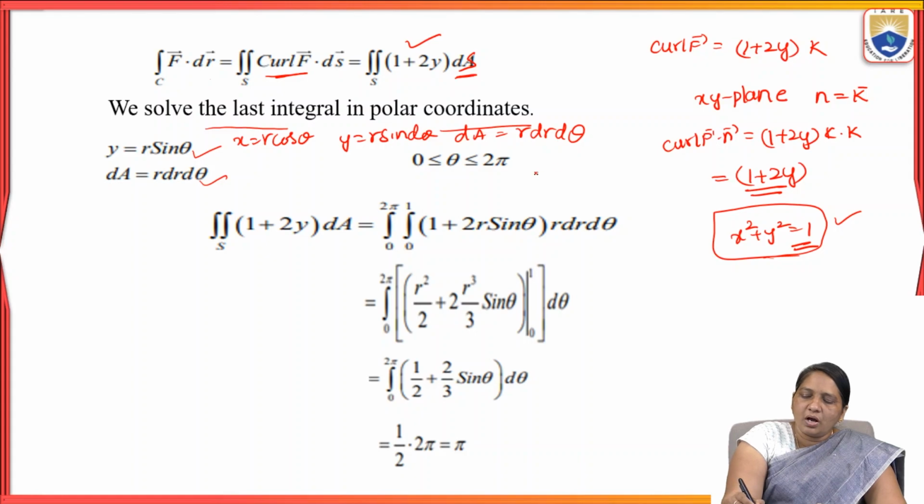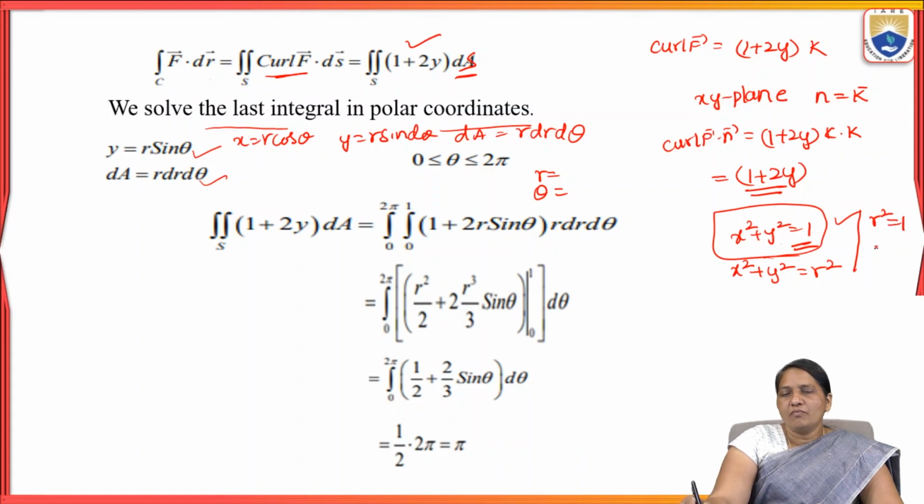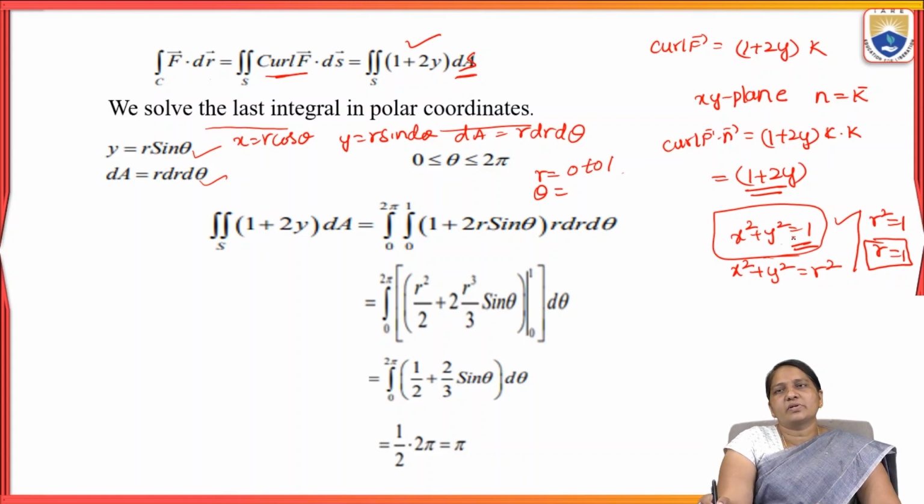So what about the r limits and theta limits? Here they given the circle x square plus y square equal to 1, that means x square plus y square equal to r square. So what is the r value now? R square equal to 1 means r equal to 1. So radius is 1, starting from 0 to 1. How did I get these limits? From the given circle x square plus y square equal to 1. Now the limits of r are 0 to 1.